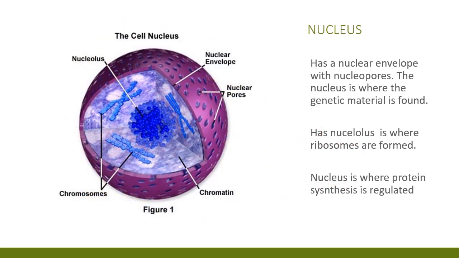So here's the nucleus. The nucleus has a nuclear envelope with nucleopores. Within the nucleus is the chromatin, or chromosomes, and chromosomes start forming there, and there's chromatin in free form there. And then you have a nucleolus. So the nucleolus is where the ribosomes are formed, and the nucleus is where protein synthesis is regulated.